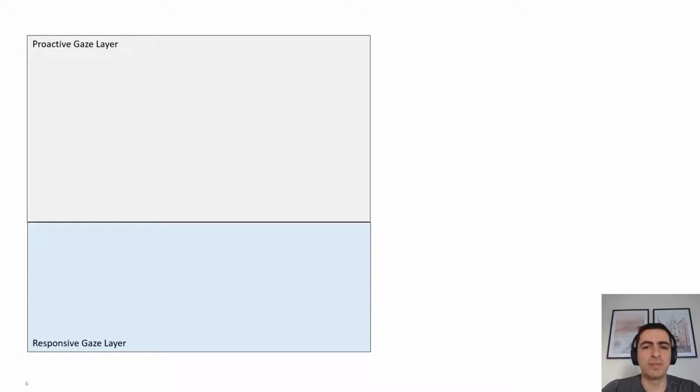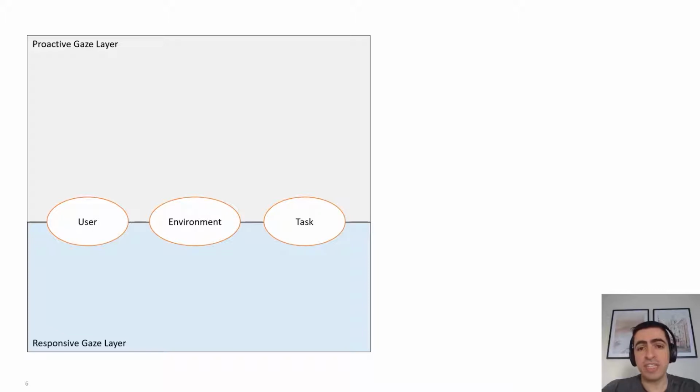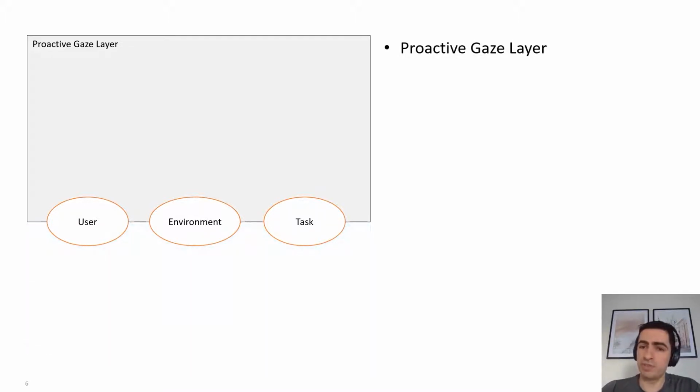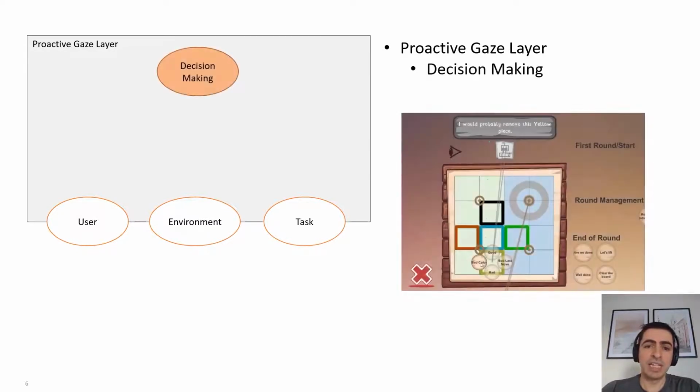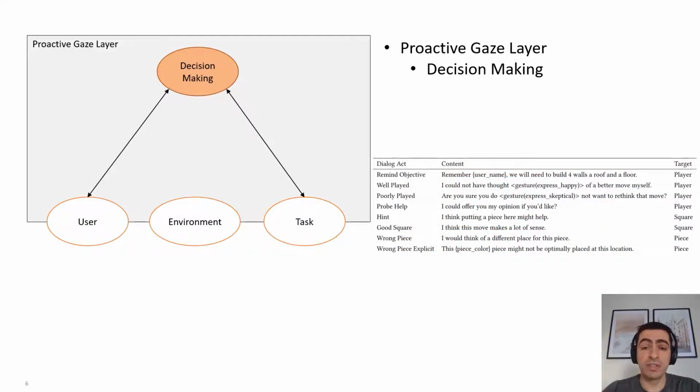So how does our gaze system work? It is composed of a 2-layer design, a proactive gaze layer that initiates joint attention, and a responsive gaze layer that responds to attention cues. It can simulate joint attention in any scenario where a robot interacts with a user in a certain environment while collaborating in a task. Each layer contains different modules, and starting in the proactive layer, a decision-making model, controlled by a human wizard, selects when the robot should perform a dialogue act. When dialogue acts are targeted at a user, the robot attempts to establish eye contact, and when dialogue acts are targeted at task objects, the robot attempts to initiate joint attention towards those objects.